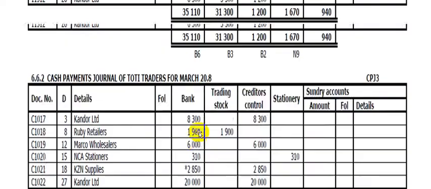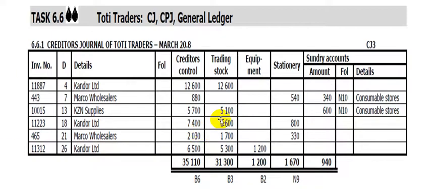Okay, if we now go back to the creditors journal in front of us, we know that we need to post 1, 2, 3, 4, 5, and possibly 6, 7 amounts that need to be posted. We start off on the far left, gentlemen, our creditors control. We have to post this amount of 35,110 to our creditors control accounts in the general ledger.